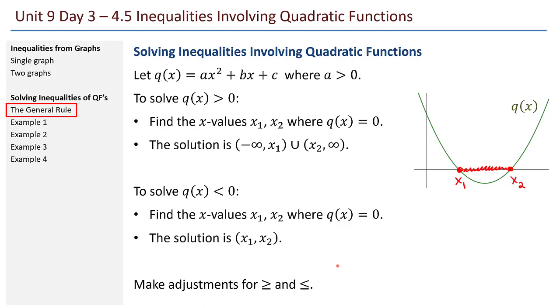We can adjust these answers accordingly if I have weak inequalities, like greater than or equal, less than or equal. In the first case, the solution would be negative infinity up to x1 with a bracket, union bracket x2 up to infinity. And in the second case, I'd have the closed interval from x1 to x2. All right, let's do a few actual examples.